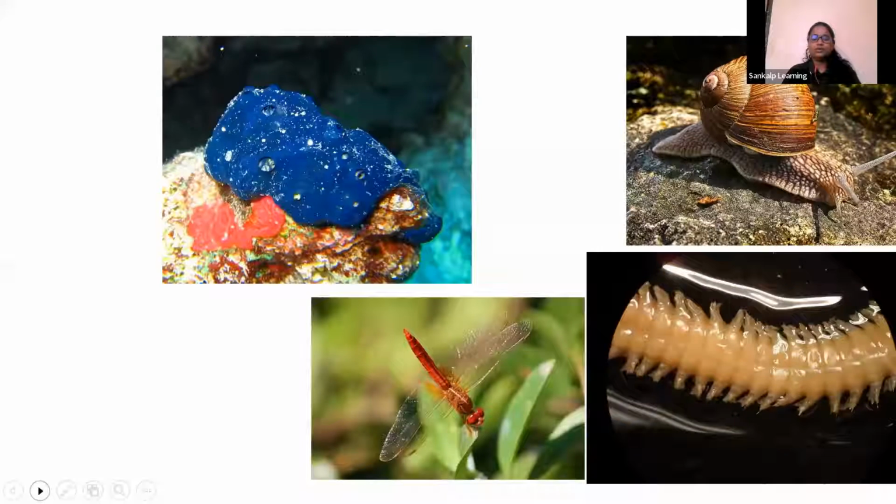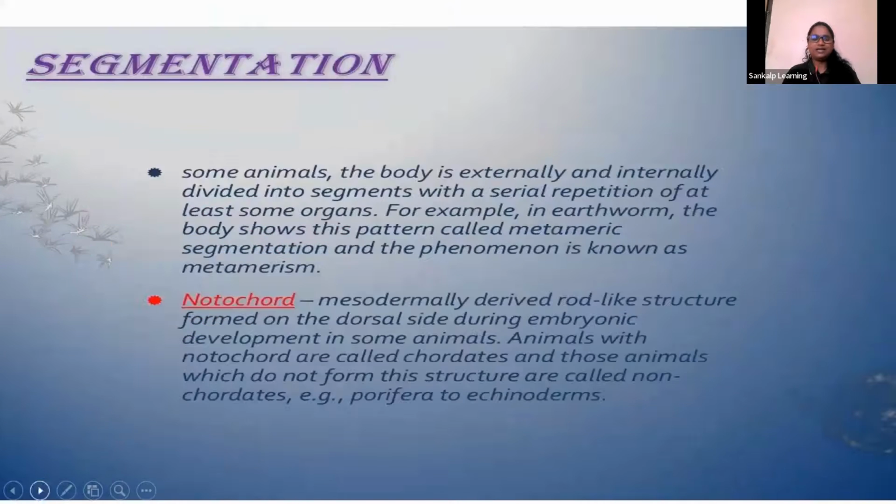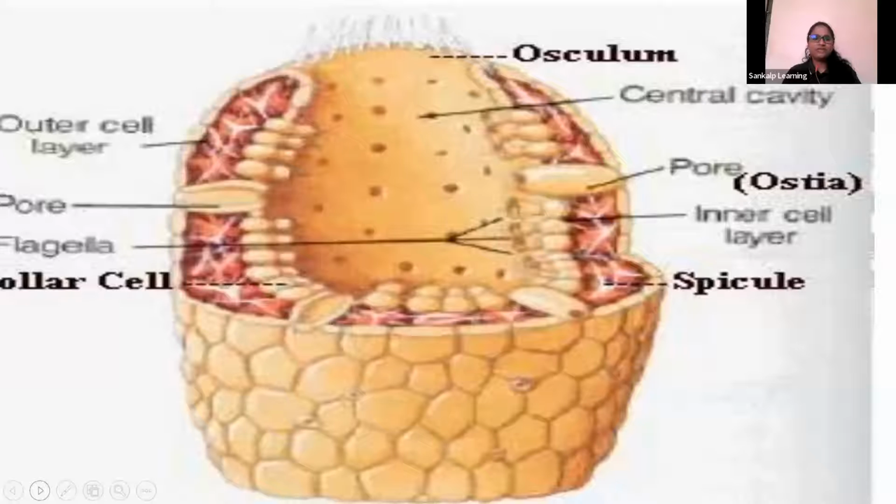Fine. So we were discussing the basis of classification. We completed it in the last session. Today, we are going to concentrate on the characteristics of poriferans. And poriferans, as the name indicates, means pore-bearing animals.